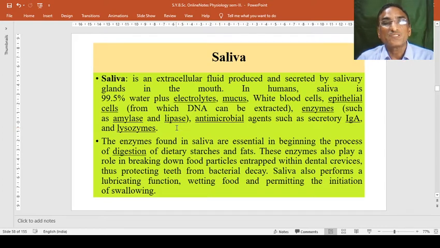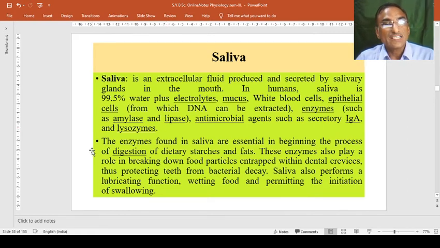They are also present in saliva, but only in about 5%. Antimicrobial agents are also present in saliva, such as secretory IgA, which means immunoglobulin A, and lysozymes. Lysozymes are small suicide bags which directly pour themselves onto the food particles and digest them. So these are lysozymes, not lysosomes. Lysosomes are cell organelles, and lysozymes are the enzymatic particles which digest the food particles in the mouth.